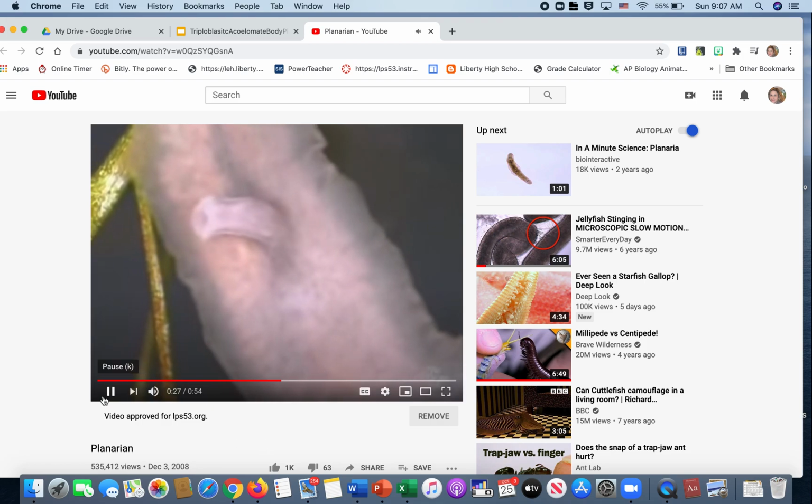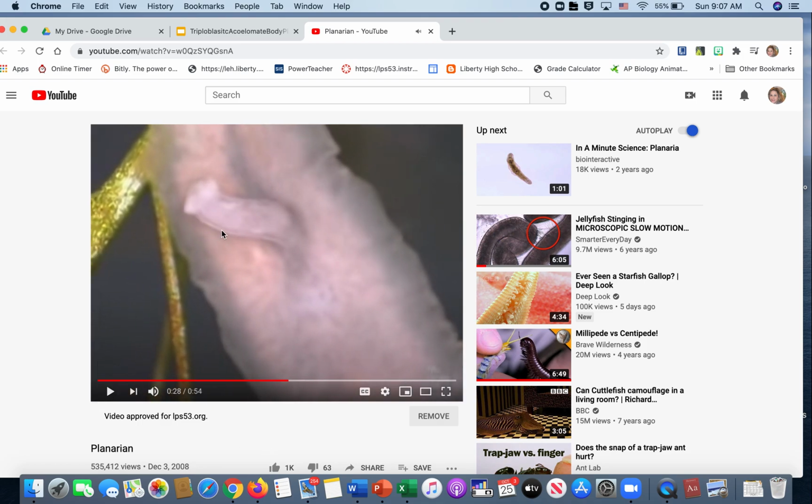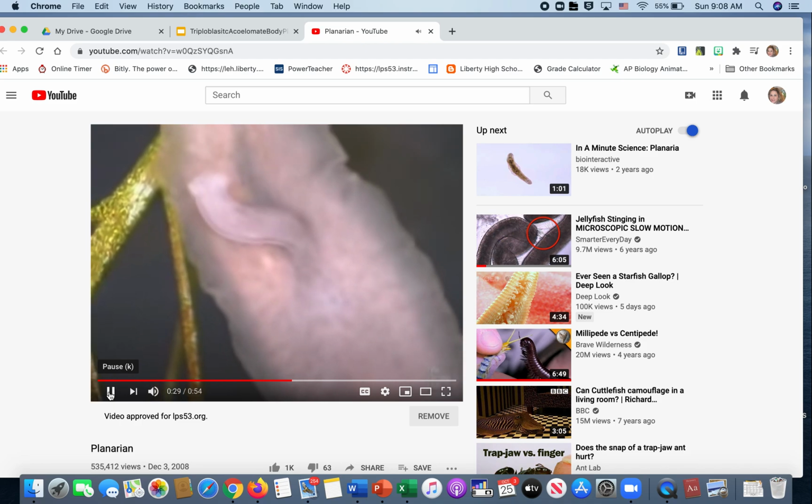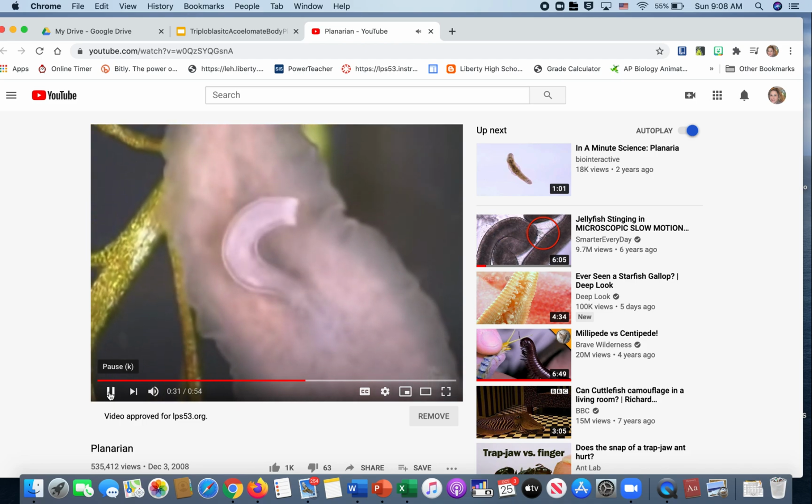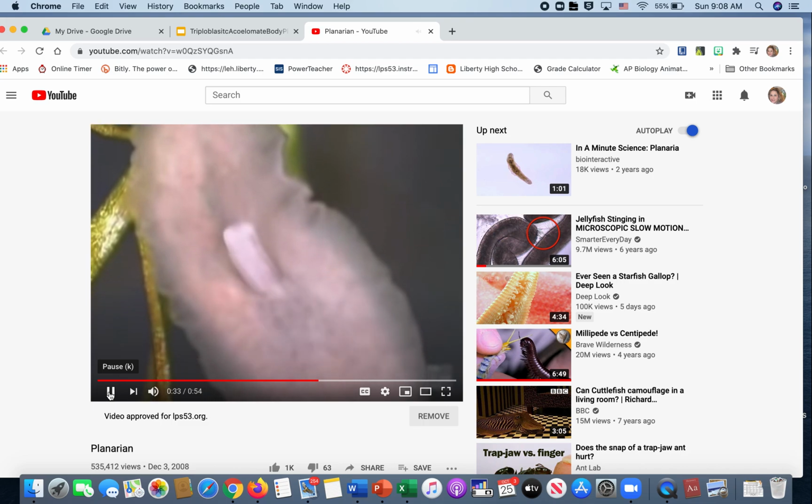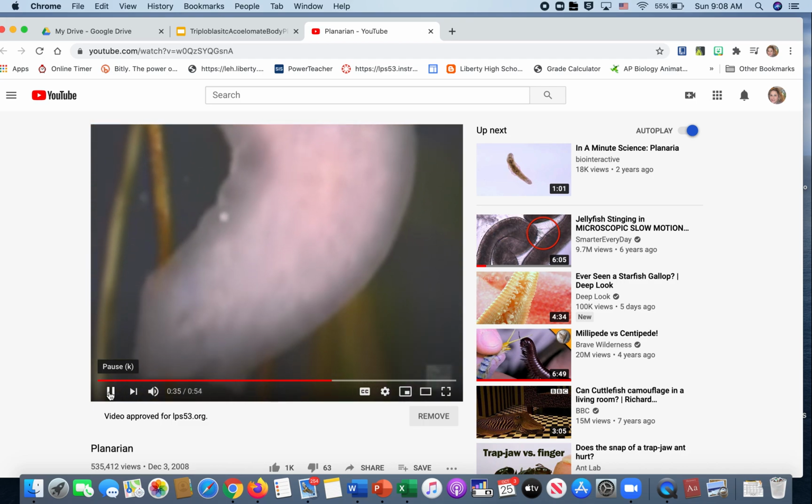Planaria feeds using the protrusible muscular pharynx. Okay, so this is their pharynx that's coming out of the middle of their body. So it's like it found some food. So the pharynx comes out, and then this is their mouth. So check out how they feed. They actually have to get on top of their food to feed. Kind of weird. And then it goes back in when they're not eating.